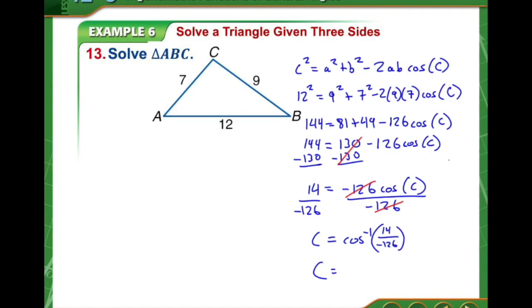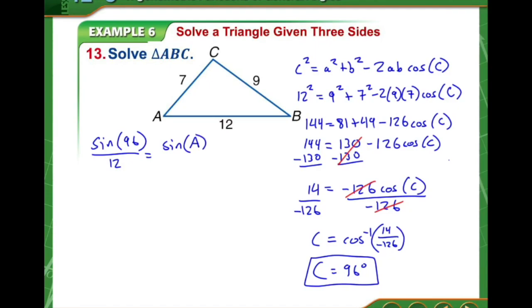And that does come out with our correct answer of about 96 degrees for C. So now we need to find angle B or A, doesn't matter which one's first. So not cosine, we're using law of sines now: sine of our 96 we just got over side C, which was 12, equal to sine of, again, it doesn't matter which one we find first, let's do A, why not, over side A, which is 9.